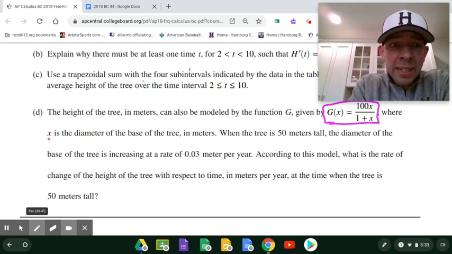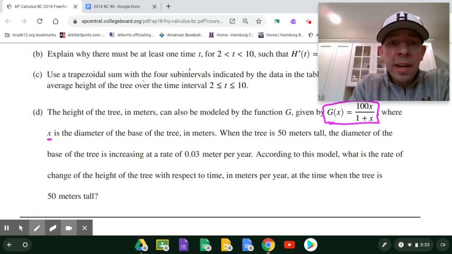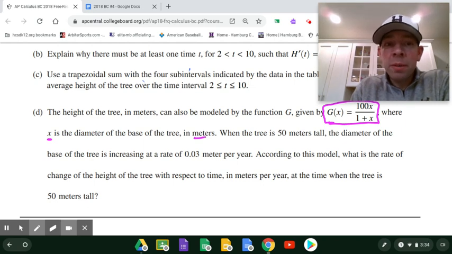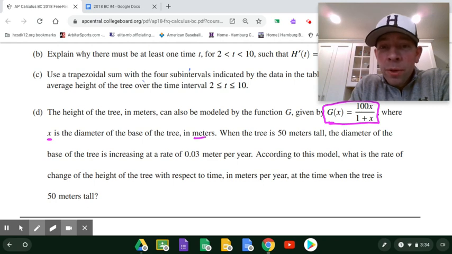Now, x, the input, is the diameter of the base of the tree in meters. And then the output values are going to be the heights. So input is diameter, output is height. Now, there's a particular moment when the tree is 50 feet tall. That's its height, that's going to be an output value, so to speak.